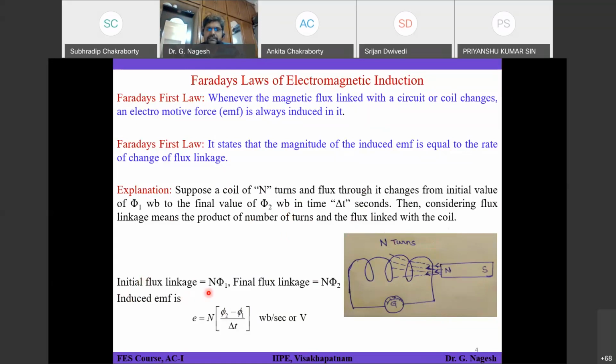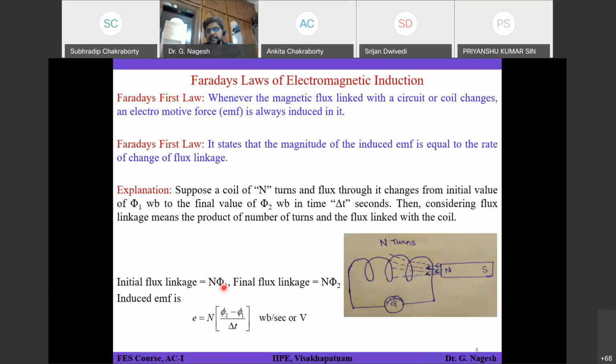So initially the flux linkage is N into phi 1, you can consider. Let's say at an instant of time t1, the flux which is passing through that coil, as shown here, is phi 1, and it is linking all the N turns. Then we call the initial flux linkage N into phi 1.